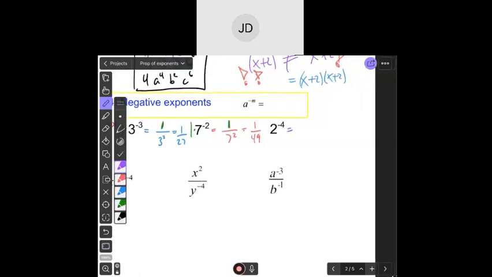So 2 to the negative 4, 1 over, what happened to the exponent? It became positive. 1 over 2 to the 4th, right? So it moved to the bottom, becomes positive. What's 2 times 2 times 2 times 2? 16.